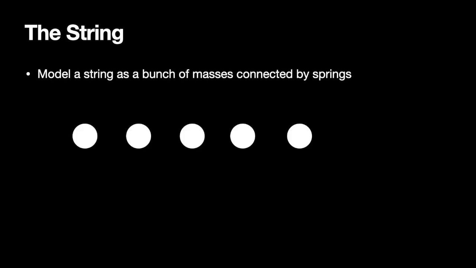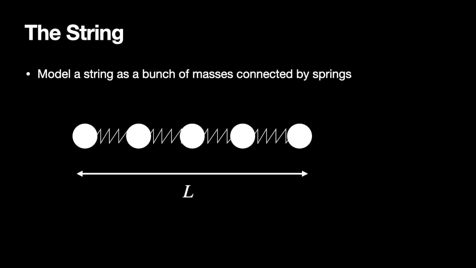Okay, so here's my string. It has, in this case, I just put 5 masses in there, and they're connected by springs. The total length of this string slash spring, whatever you want to call it, is L. And the total mass is capital M.